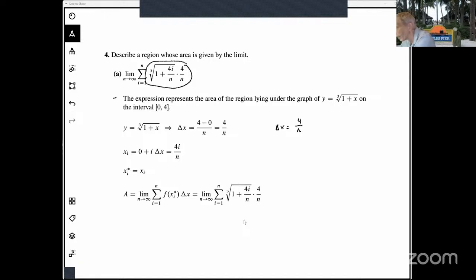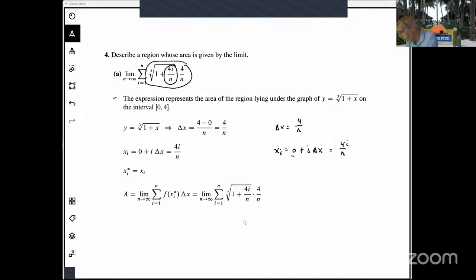So let's see. I think one way I can do this is to write x sub i is equal to 0 plus i times delta x. Tom used k. I tend to use i here. So the 0 doesn't matter. I times 4 over n. And there's my x sub i right there.